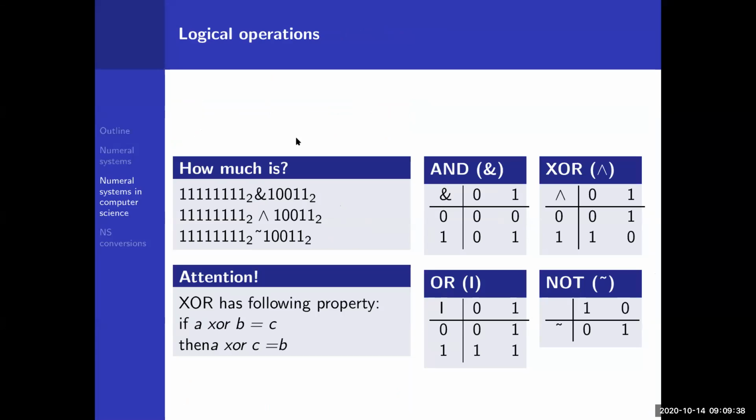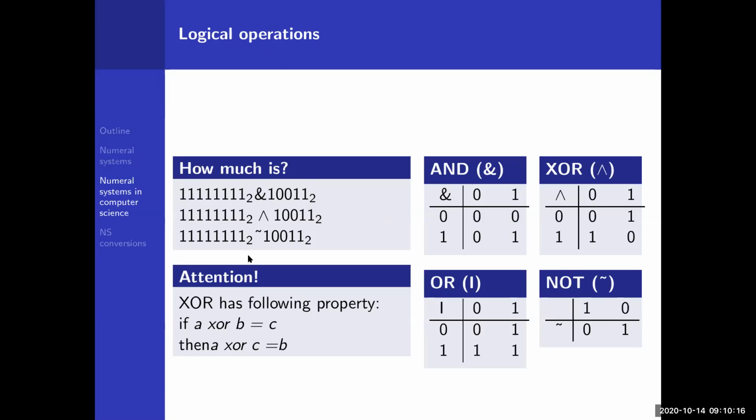Besides the arithmetic operations, we also have logical, or maybe not logical, but bit operations. So it should be called bit operations. We have two or three basic operations. So we have AND, OR, and XOR, so exclusive OR. And the fourth operation is negation, so it's NOT.